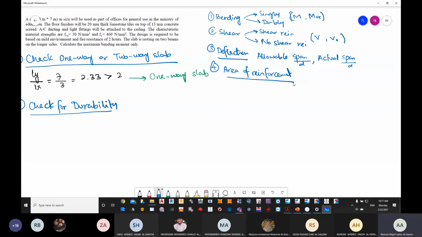Anybody can help me here? Do you remember something called under reinforced section, over reinforced section, balanced section? Any person?